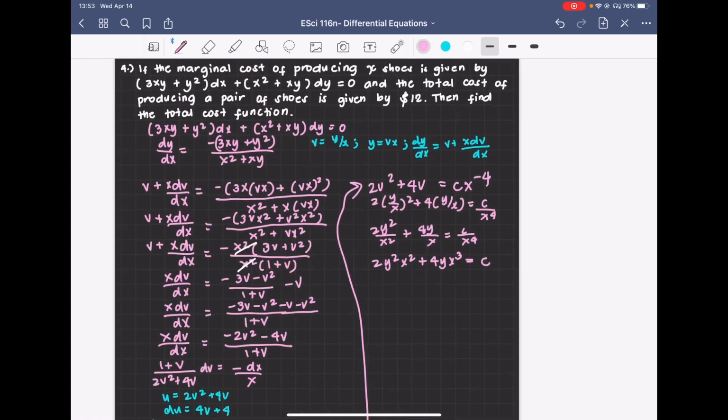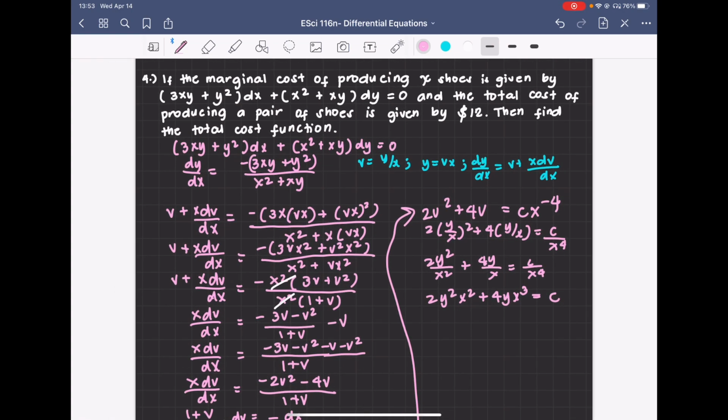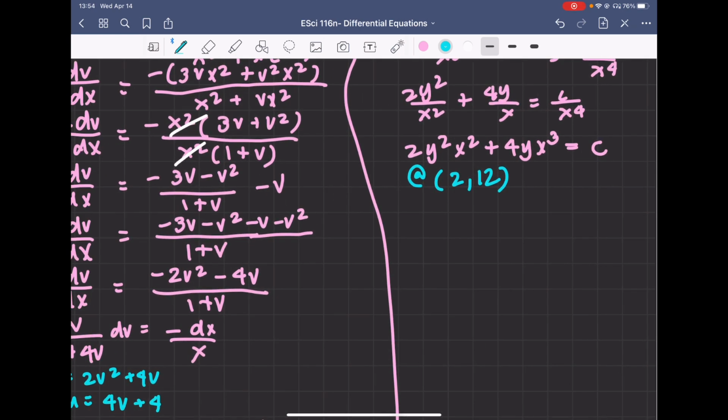Now, in order to get our value for c, let us use our condition. It says here that the total cost of producing a pair of shoes is given by $12. Therefore, our x is equals to 2 because it's a pair, and our y is $12. So replace the value for x and y. We have 2 times 12 squared times 2 squared plus 4 times 12 times 2 cubed is equals to c.